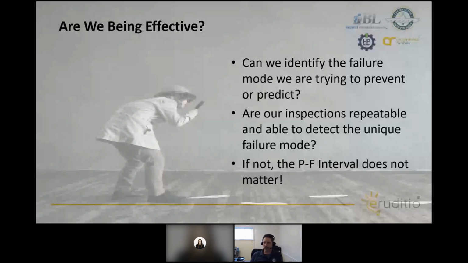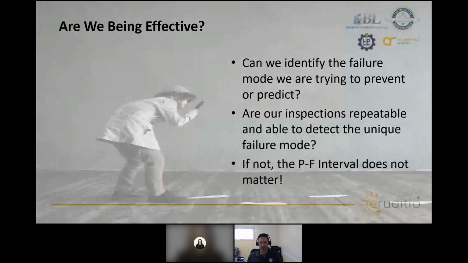from a preventative or predictive standpoint? What I mean by that is, can we identify the unique failure mode we're trying to prevent or predict? Are our inspections repeatable and able to detect that unique failure mode? If we can't identify that unique failure mode and our inspections are not unique or repeatable, the PF interval isn't going to make a difference.